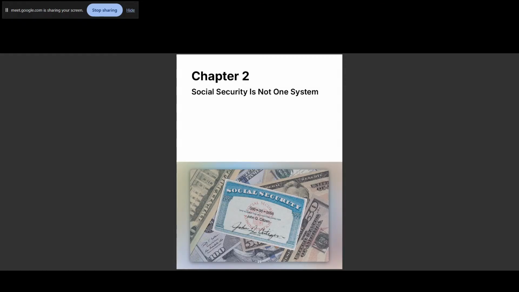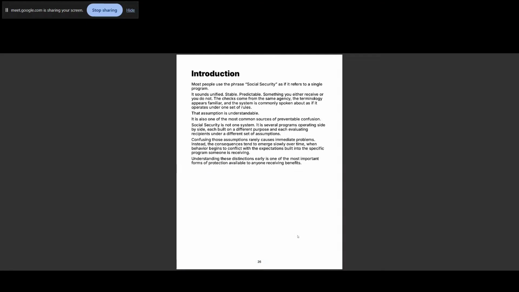Chapter 2. Social Security is not one system. Introduction. Most people use the phrase Social Security as if it refers to a single program. It sounds unified, stable, predictable. Something you either receive or you do not. The checks come from the same agency, the terminology appears familiar, and the system is commonly spoken about as if it operates under one set of rules. That assumption is understandable. It is also one of the most common sources of preventable confusion.